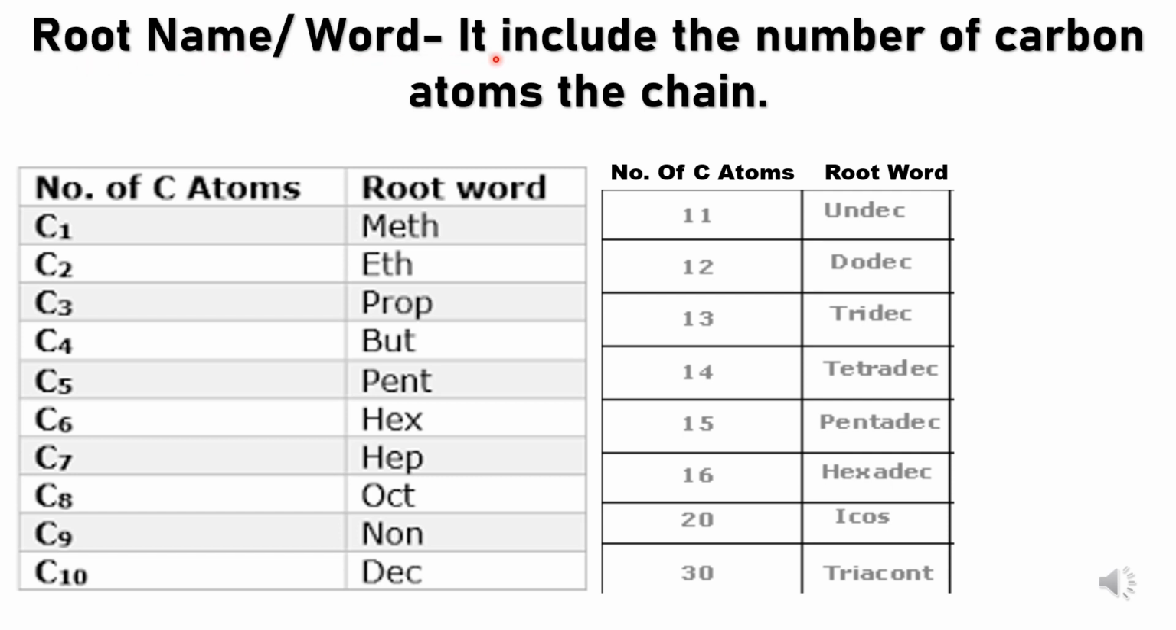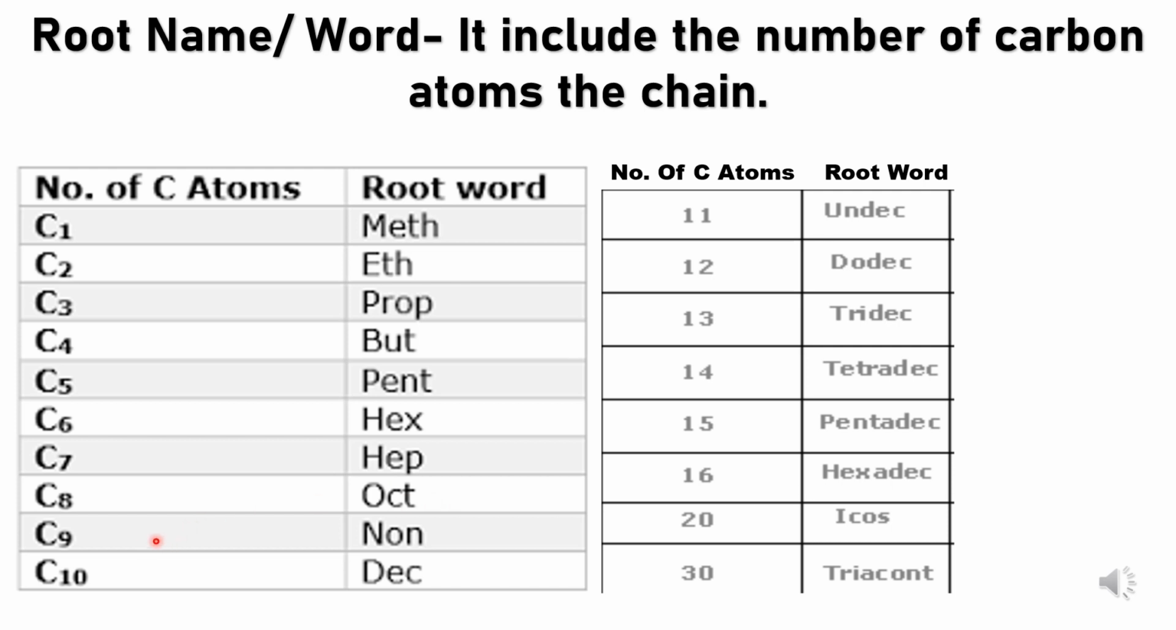Let's discuss each component one by one. So the first component is root name or root word. It is the number of carbon atoms present in the chain. Here you can see a table in which the number of carbon atoms and the root word are mentioned. If a compound has one carbon, then the root word used will be meth. If 2 carbon atoms are present, then eth. If 3, then prop. If 4, then but. If 5, then pent.